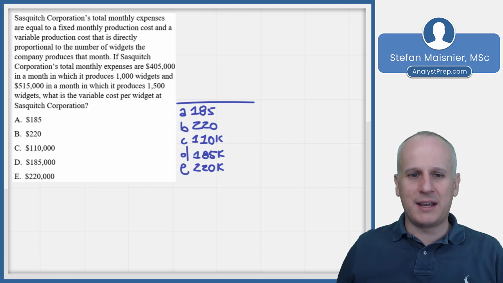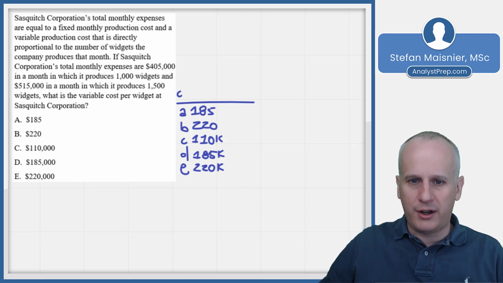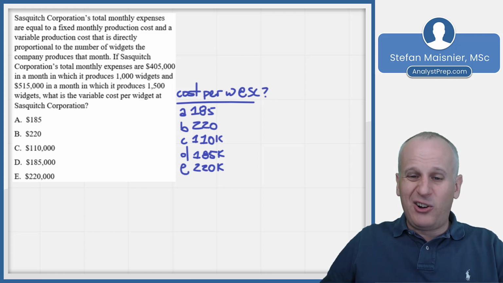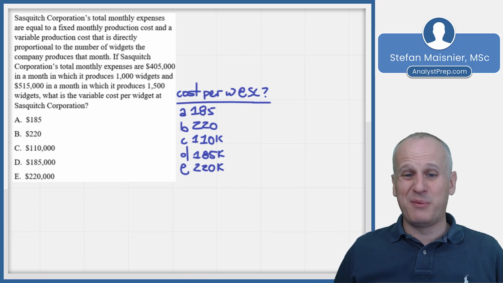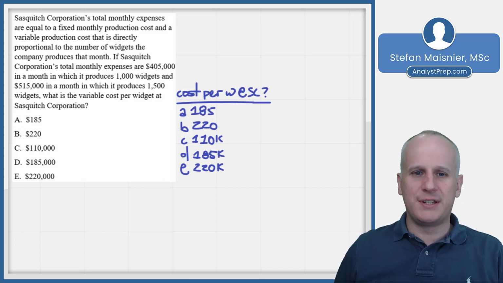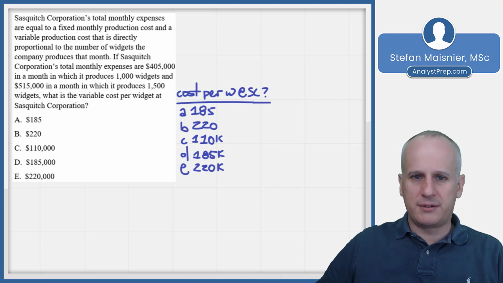So if we skip to the end, we're being asked for the cost per widget, and I'm just going to say W at SC. So already, if I'm running out of time on the section, I very well may go, probably not C, D, or E, but we'll make sure of that first. So, Sasquatch Corporation's total monthly expenses.